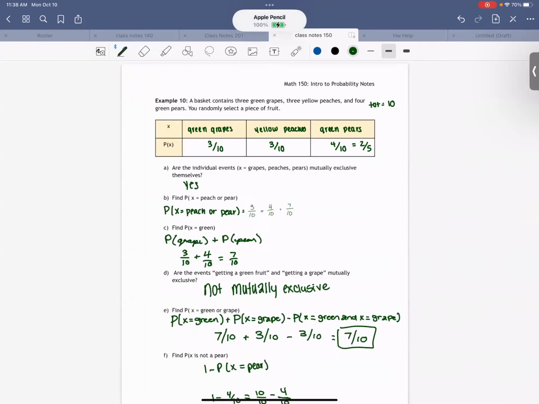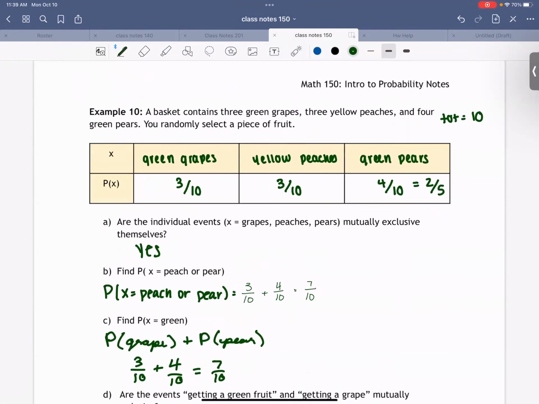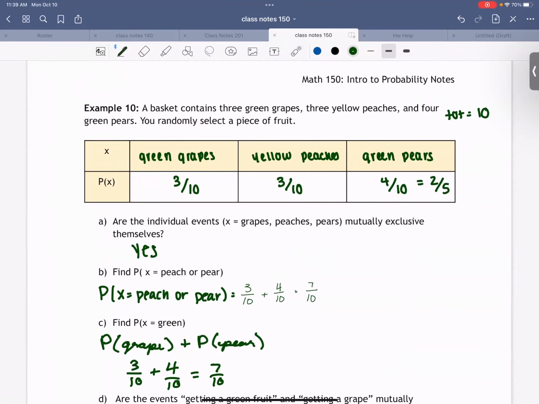All right, so let's come to the front. As I've been walking around, it seems like all of us seem to be on the same page here. So we came up with a probability distribution, so we're doing pretty good here. Our first question asked, okay, the individual events like getting a grape or getting a peach or getting a pear, are these mutually exclusive themselves?